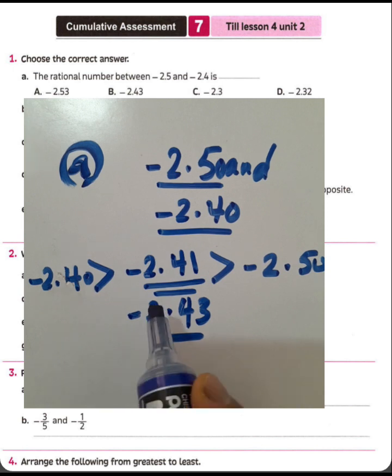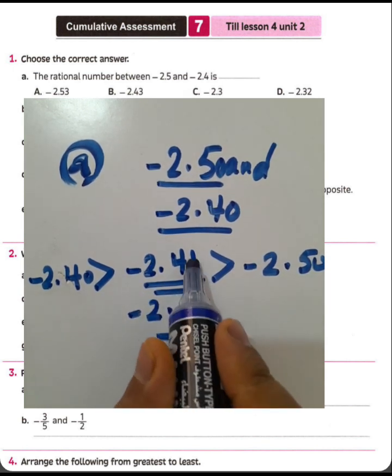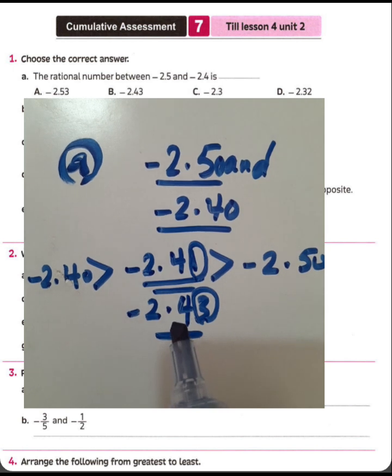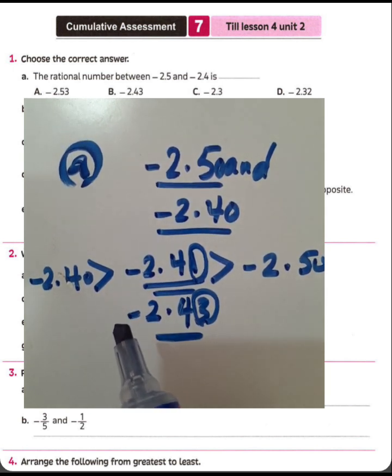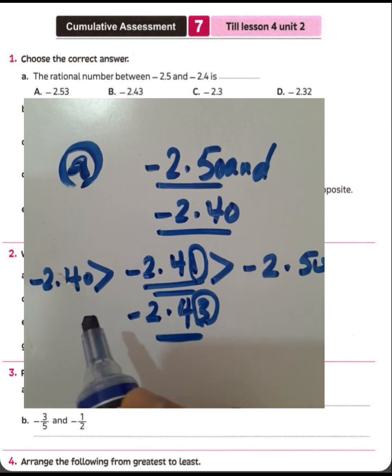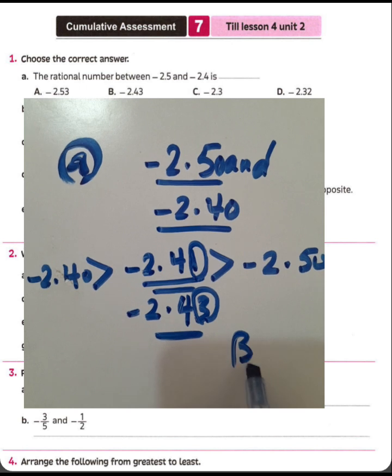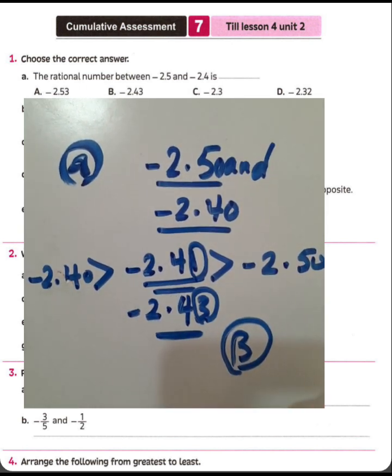Okay, you have negative 2.41 or 2.42. You can replace these digits as you like: 1, 3, 2, 5, anything. Look with me at letter A, negative 2.53, it's wrong. Letter B, negative 2.43 is true. So you must choose letter B for this example. Understood? Choose letter B.